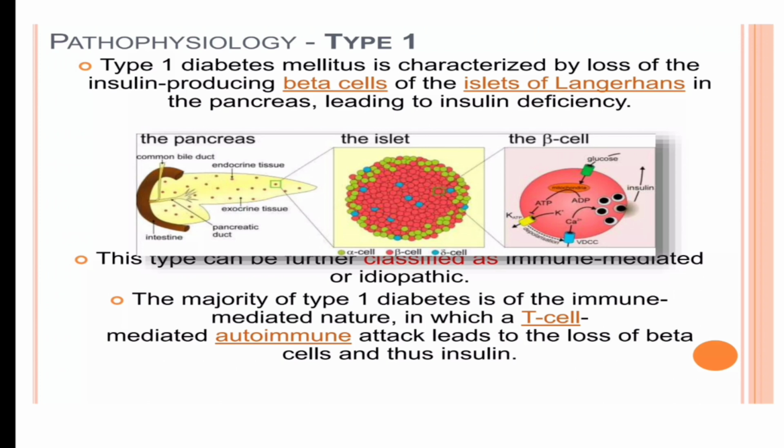Type 1 diabetes can be further classified as immune mediated or idiopathic. The majority of type 1 diabetes is of the immune mediated nature, in which a T cell mediated autoimmune attack leads to the loss of beta cells and thus insulin.